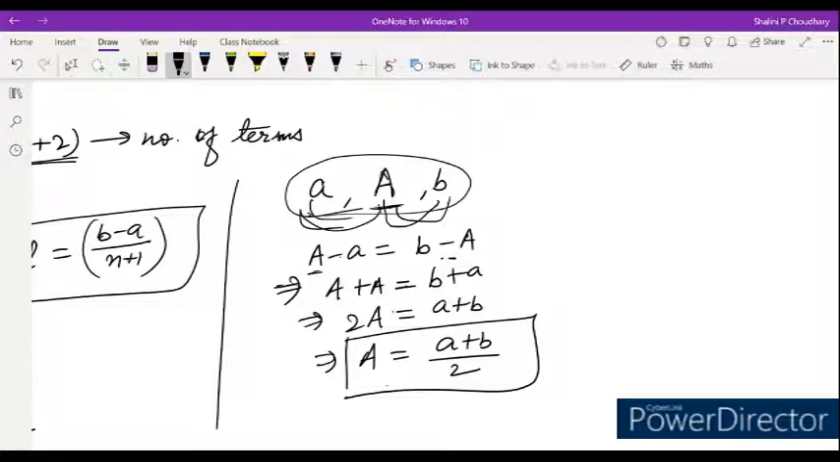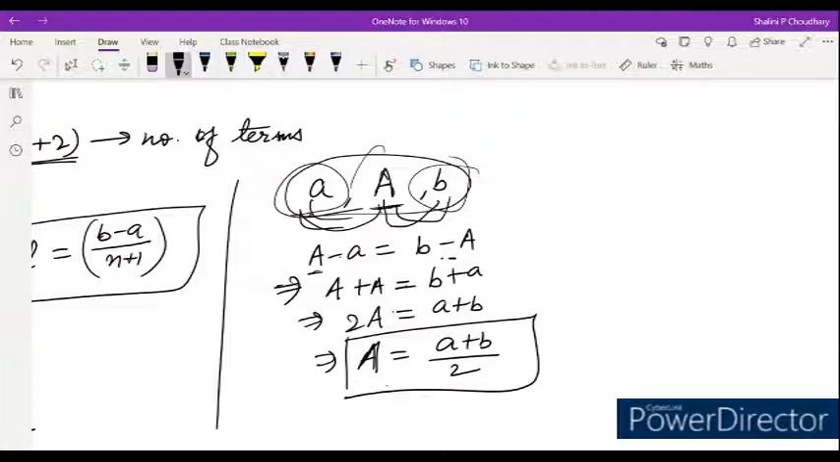Why are we calling it the arithmetic mean? Because this is the average. When we enter any term between a and b such that all three numbers become in AP, that number is the arithmetic mean. Between a and b we put any number such that all three terms are in AP.